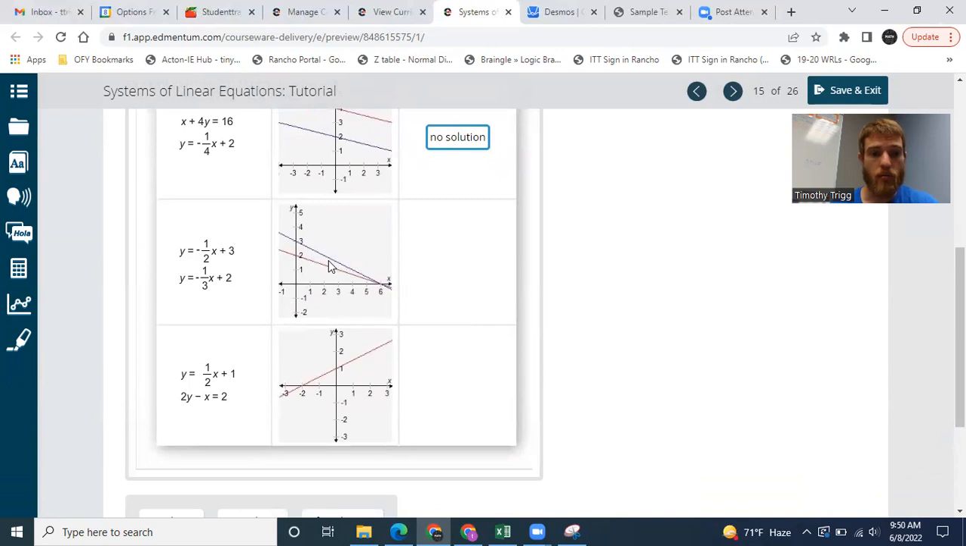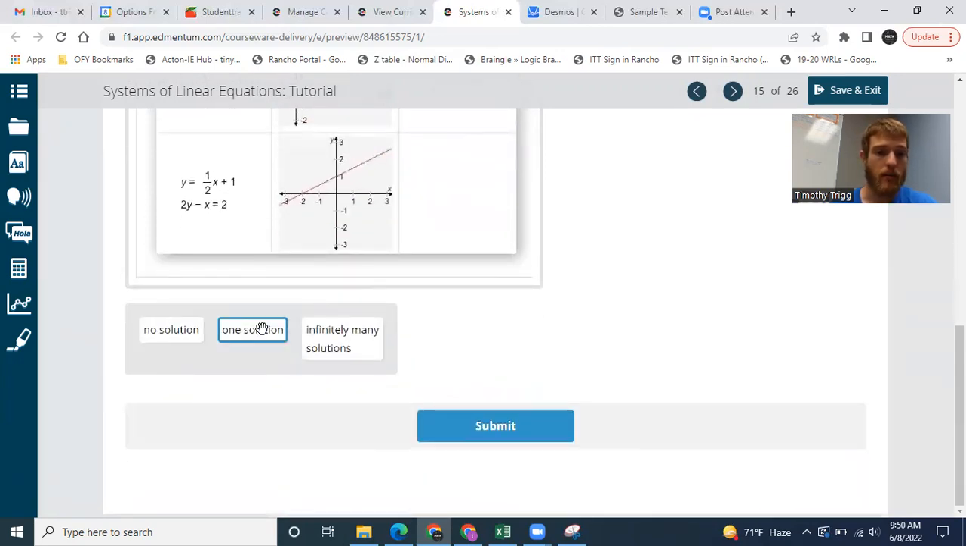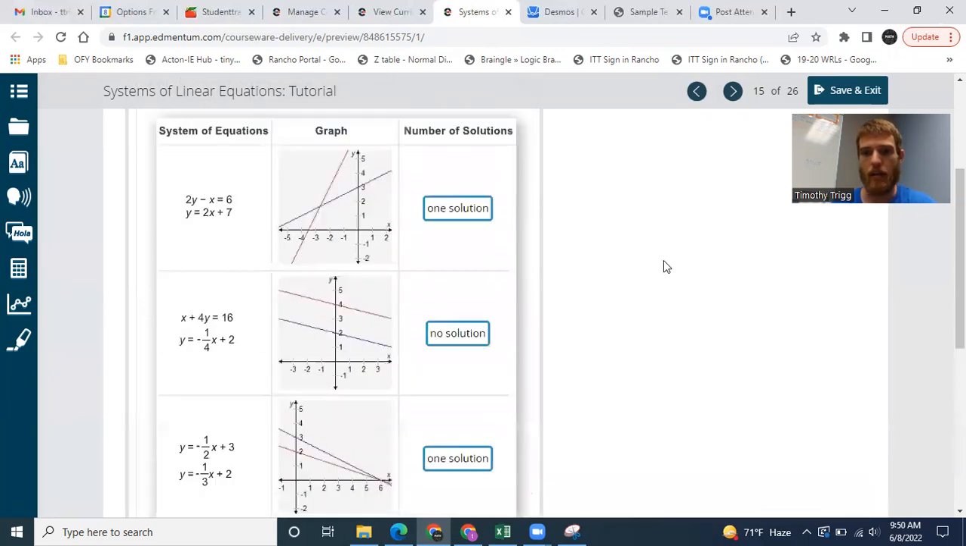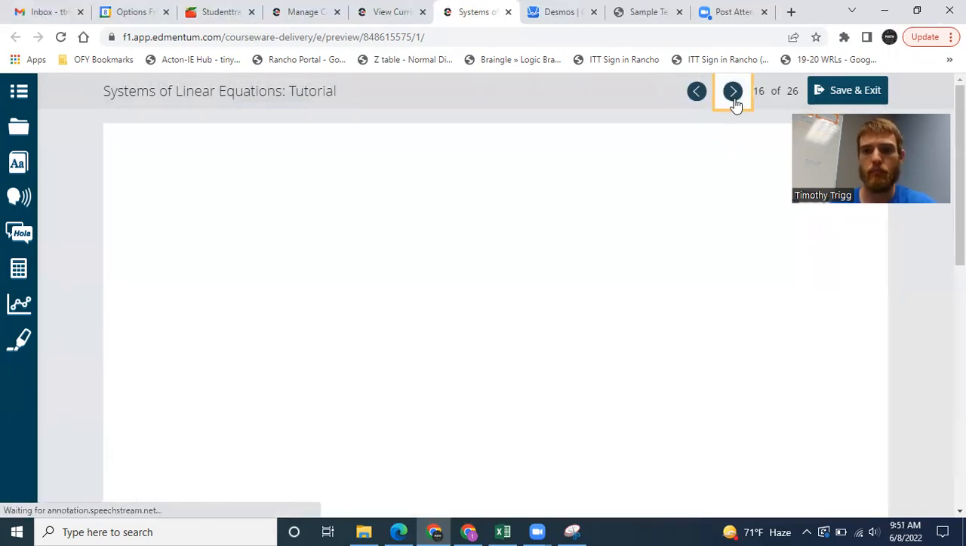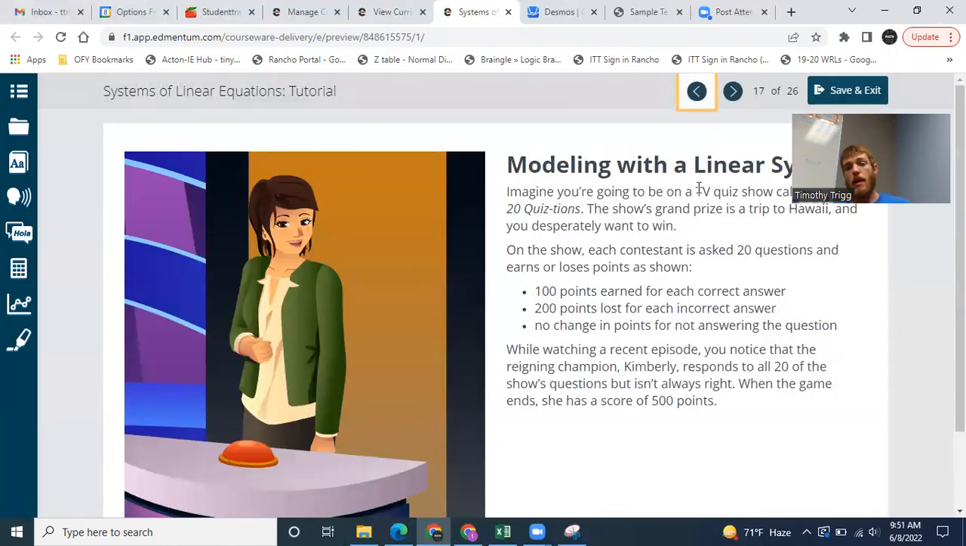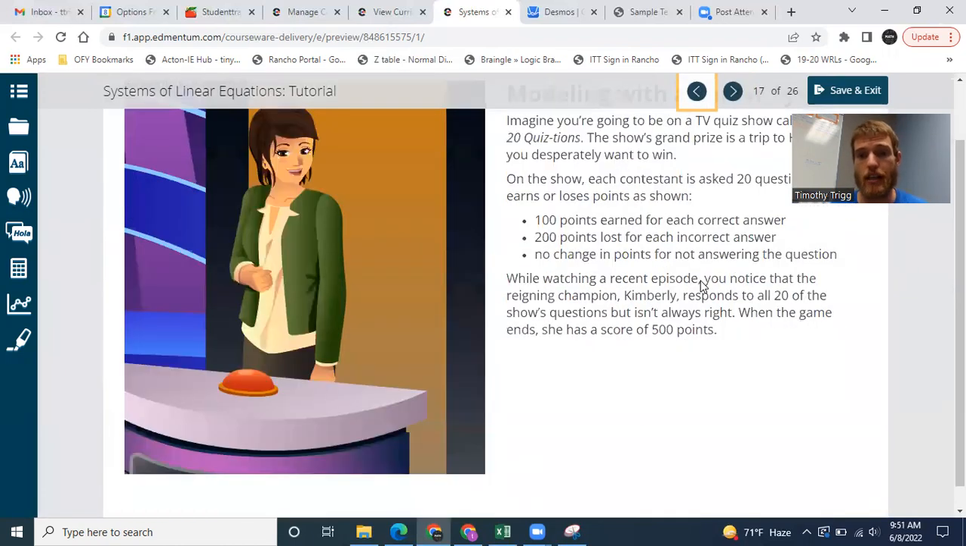These two lines, you can see they are crossing each other. It looks like at (6, 0). So they do have one solution where they cross. This last one, the two lines are actually the same line. So they are constantly touching infinitely many times. Hope that made sense.